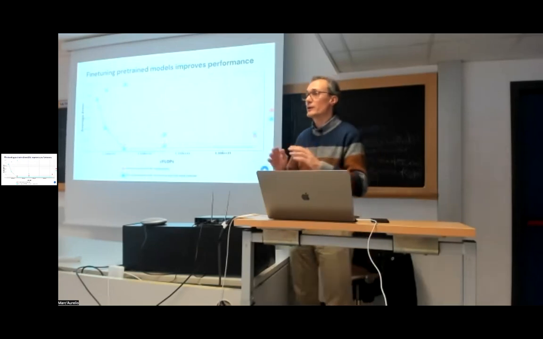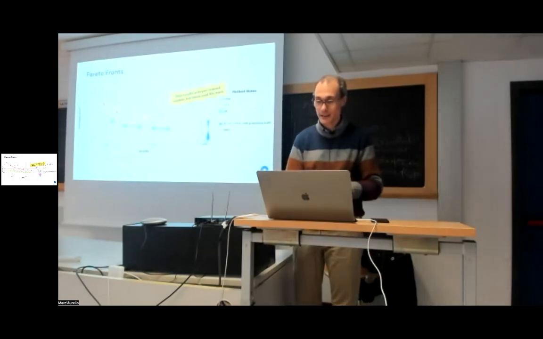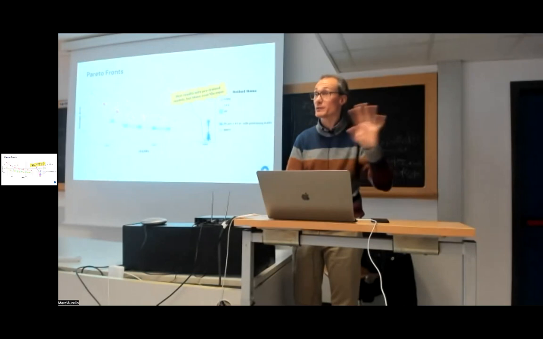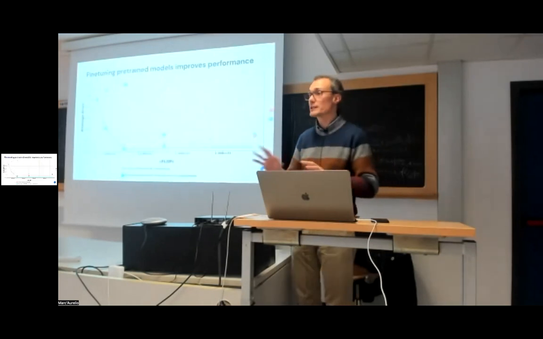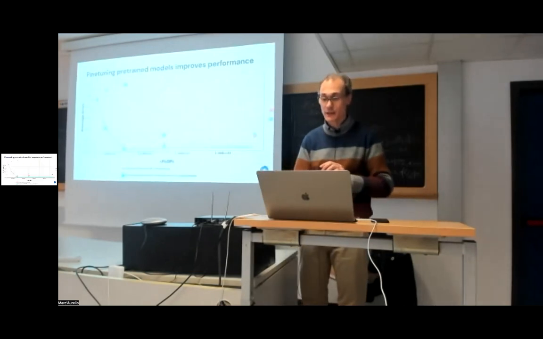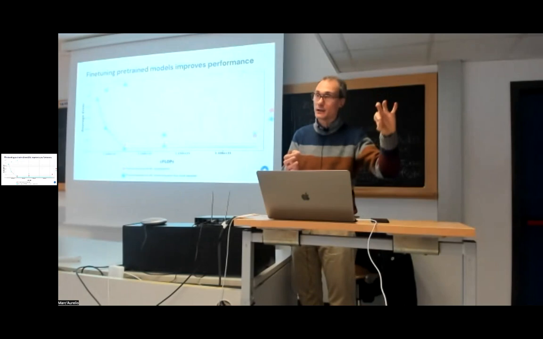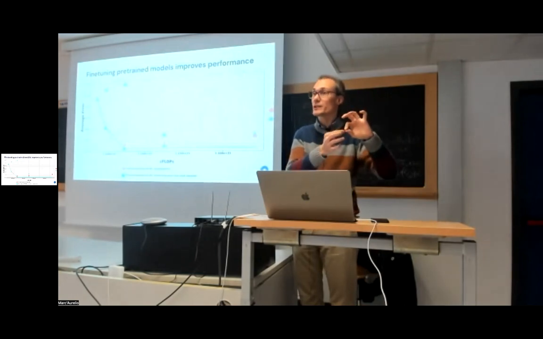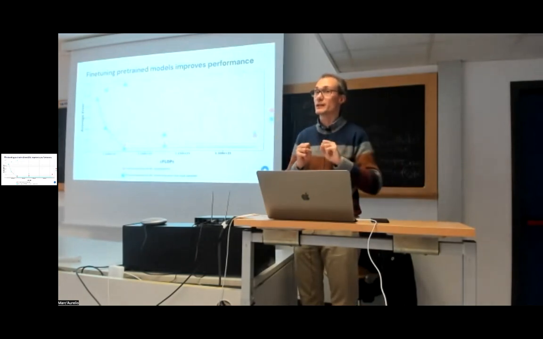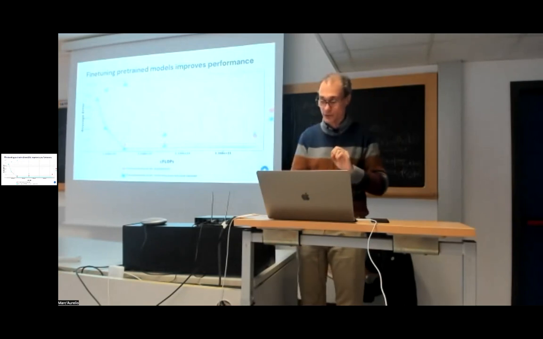And then if we zoom in on this area with the large pretrained models, what you see is something like this. The red curve is if you just always pretrain from the original large scale model. And the light blue curve is if you allow yourself to do smart fine tuning, okay? So don't necessarily fine tune from the original one.